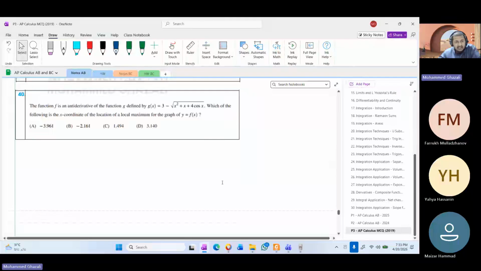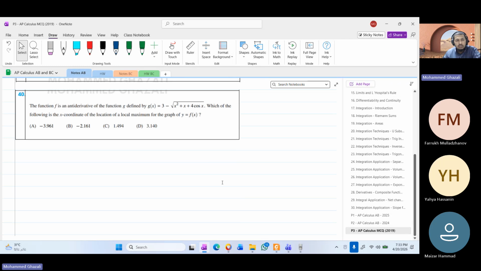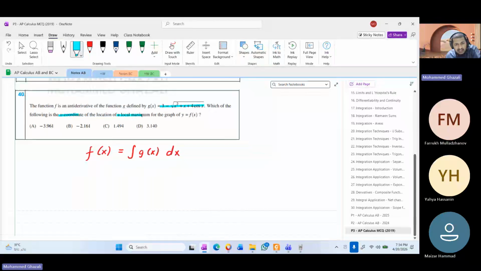The function f is an antiderivative of the function g. So what does that mean? f is an antiderivative function of g. What is f of x? This. And what is g of x? g of x is this entire thing here. Which of the following is the x-coordinate of the location of a local maximum for the graph of f of x?